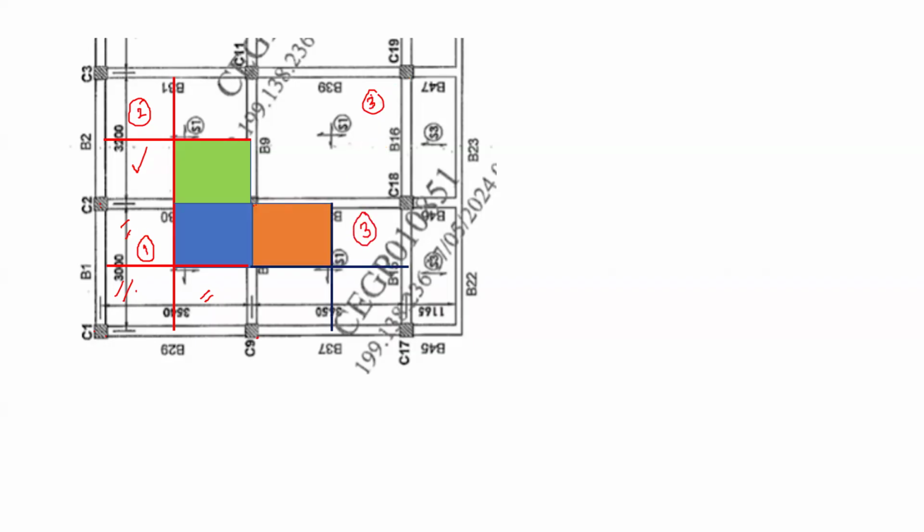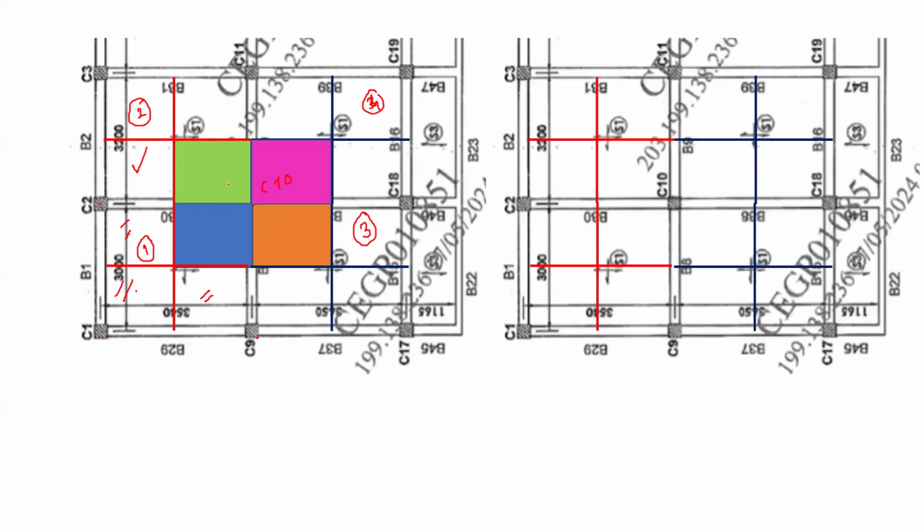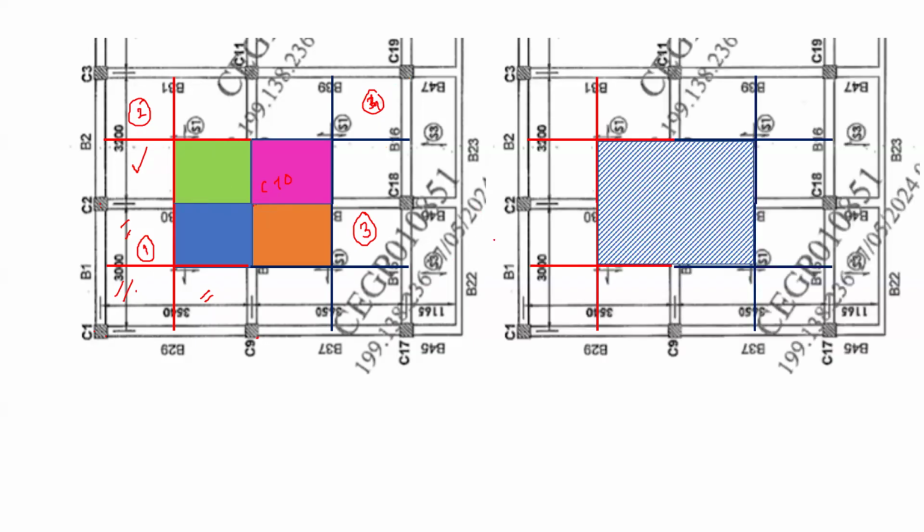Now from slab 2, again in the same fashion, we have to consider that quarter in this portion. Similarly we go for the third and the fourth. So we are going to consider the area that is around column C10. We have to consider this portion, which is hatched.